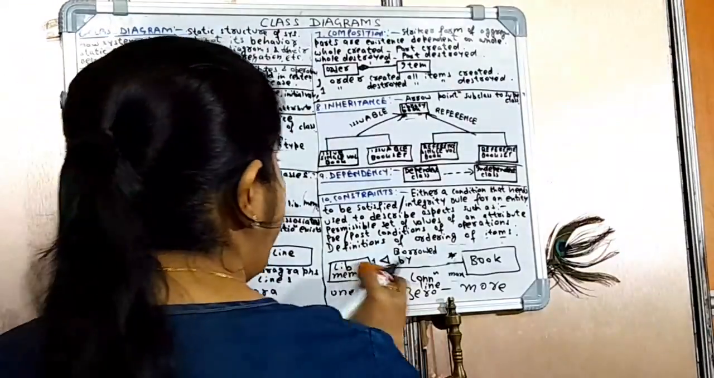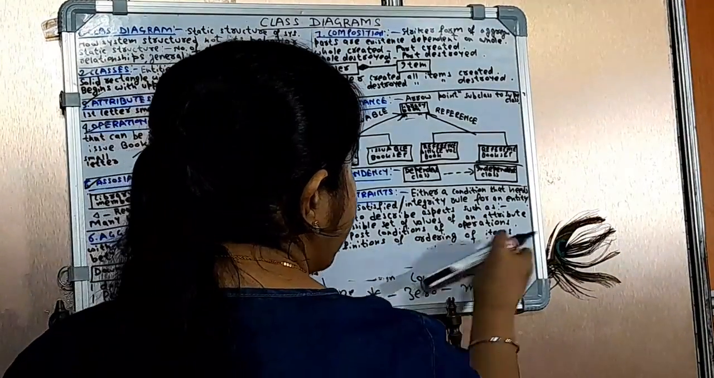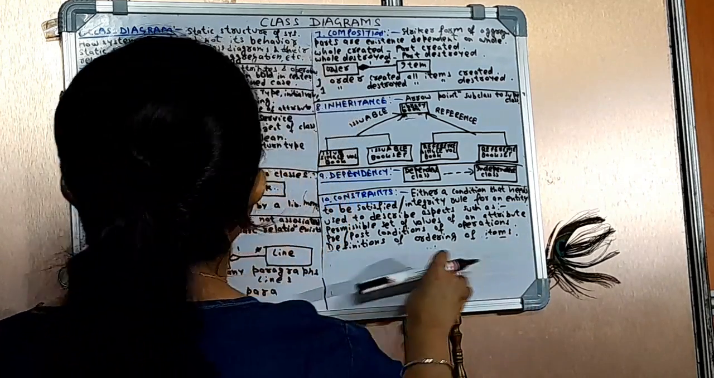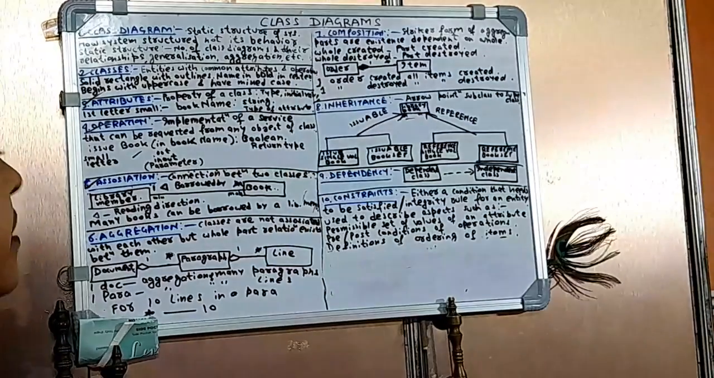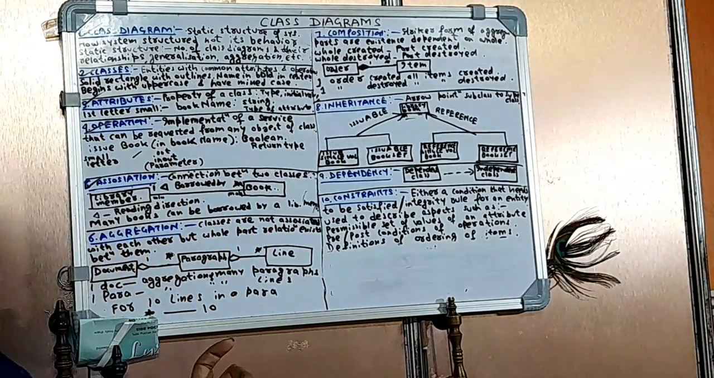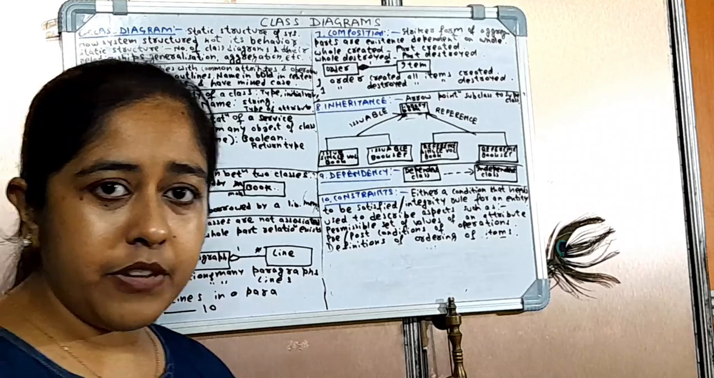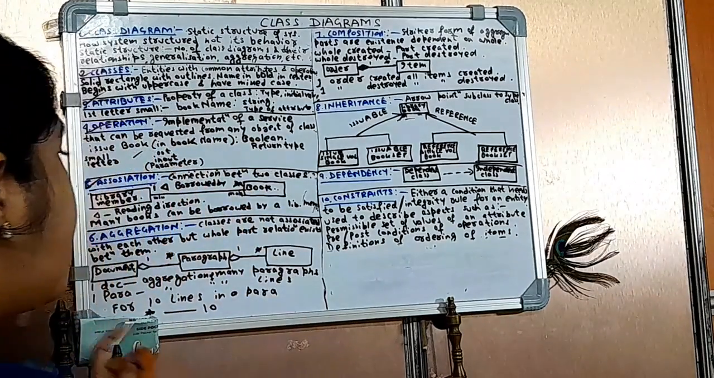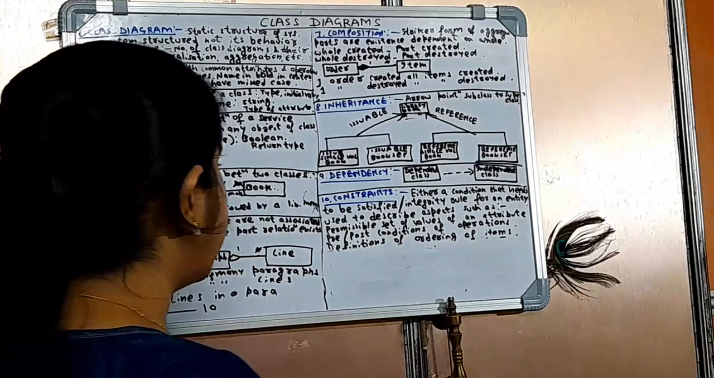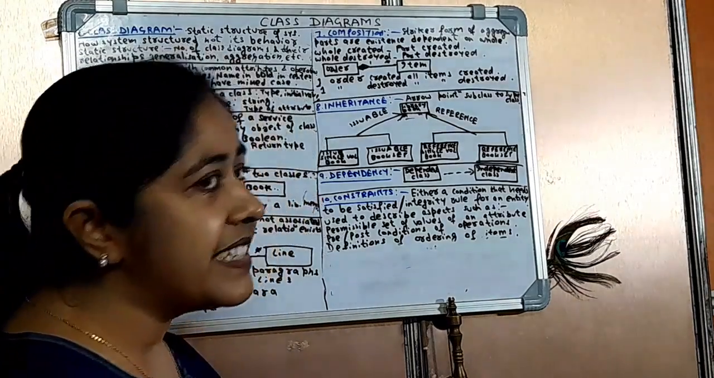Now we will read about aggregation. What is aggregation? This is again something we are going to discuss in the class diagram. Aggregation is also one kind of relation which is described in the class diagram. Now what is aggregation? Aggregation means classes are not associated with each other, but a whole-part relation exists between them.